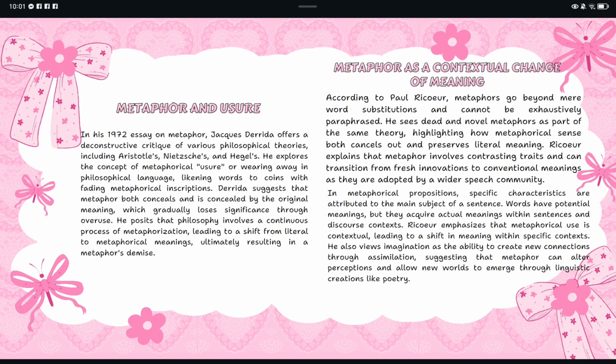Ricoeur's key ideas on metaphor emphasize its dynamic and transformative nature. He highlights that understanding metaphor entails recognizing the interplay between literal and metaphorical meanings within specific contexts. By focusing on context and the dynamic relationship between sense and reference, Ricoeur reveals the power of metaphor to shape understanding and offer new perspectives on language and the world.